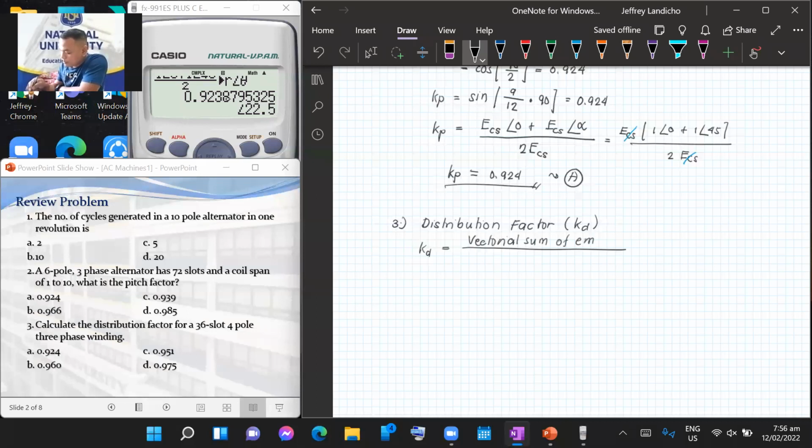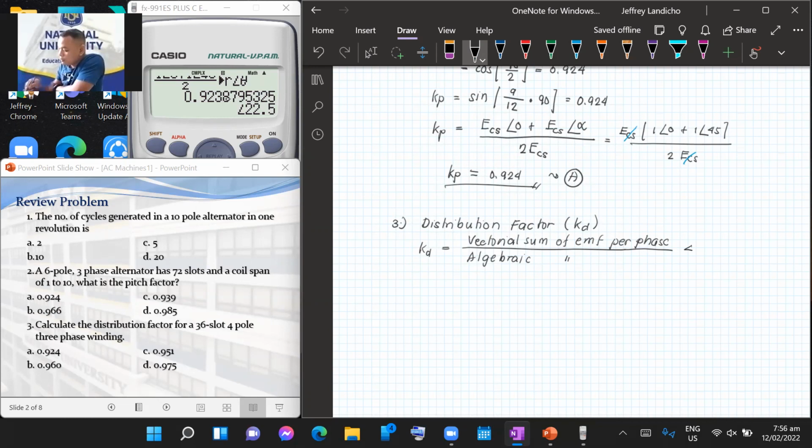of EMF per phase naman. So, vectorial sum of EMF generated per coil per phase. Sabihin natin, all that is per phase. So, sa baba, palagi algebraic. Alam natin kung ano difference between vectorial at algebraic, no? So, this is just algebraic sum of EMF per coil per phase.